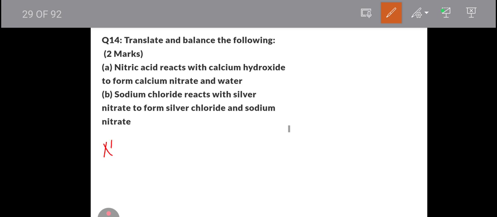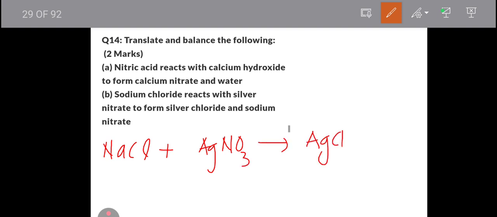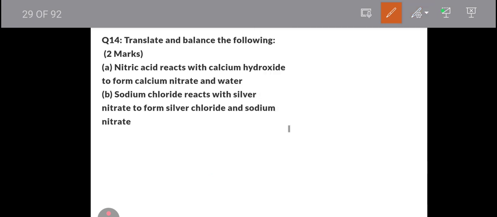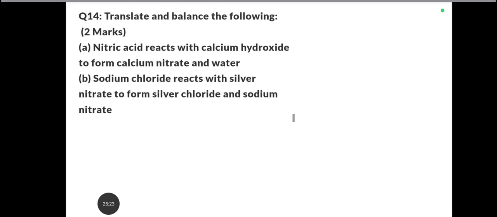Sodium chloride, NaCl, sodium chloride reacts with silver nitrate, AgNO3. Okay, silver nitrate gives silver chloride, AgCl plus sodium nitrate, NaNO3. Since here you just see one Na, one Cl, one Cl. Ag also 1 Ag, 1 Ag. NO3, treat it as 1 NO3, 1 NO3. So this is already a balanced chemical equation. Hope this question is clear to you. So let's move on to the next question.